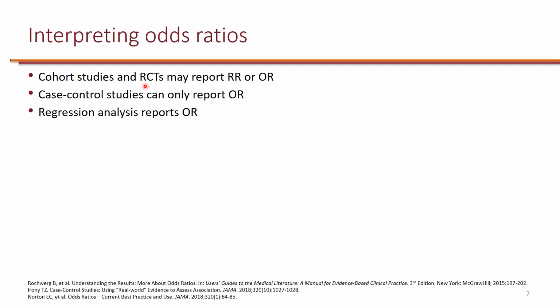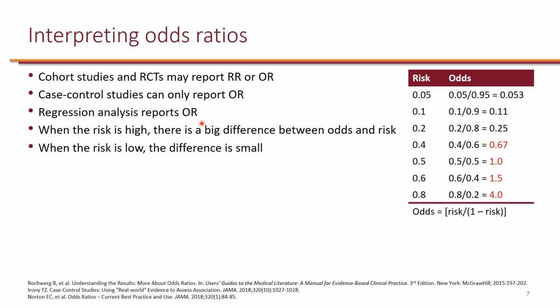So cohort studies and randomized controlled trials can either report relative risk or odds ratio. However, case control studies can only report odds ratio. So if you see a case control study that gives you relative risk, they've conducted the study inappropriately. So it should always be odds ratio. And also, when you look at regression analysis results, they will also report odds ratio. Now, as I showed you before, the calculation for odds and risk are different.